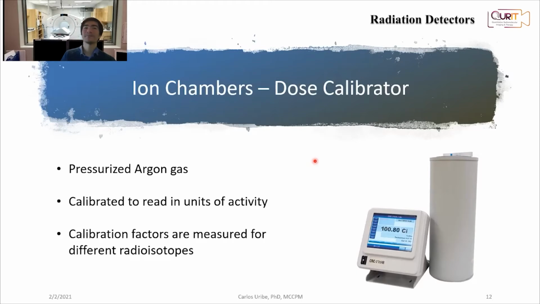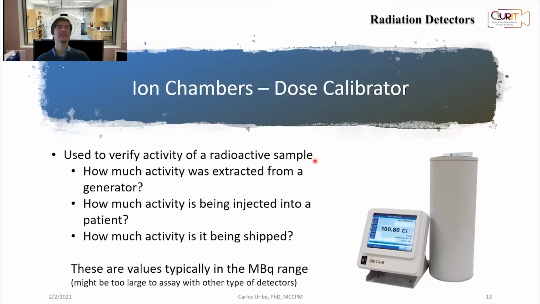Now, we calibrate this equipment to read units of activity. What do I mean by that? We actually read megabecquerel or millicurie, for example. But to measure activity, we need to apply calibration factors that are measured for different radioisotopes. Okay, let me keep going.